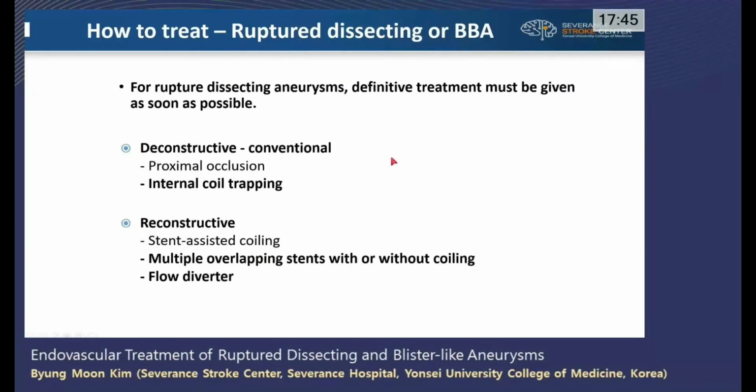For ruptured dissecting aneurysms, definite treatment for prevention of rebleeding must be given as soon as possible, because rebleeding of ruptured dissection may occur very early and result in severe morbidity, mostly death. The treatment methods include deconstructive and reconstructive treatment. Conventionally, deconstructive treatment includes proximal occlusion and internal coil trapping. In my experience and in the literature, internal coil trapping is more reliable than proximal occlusion.